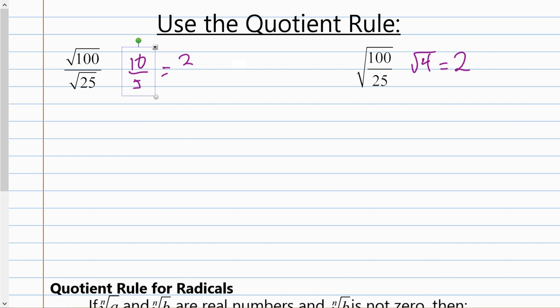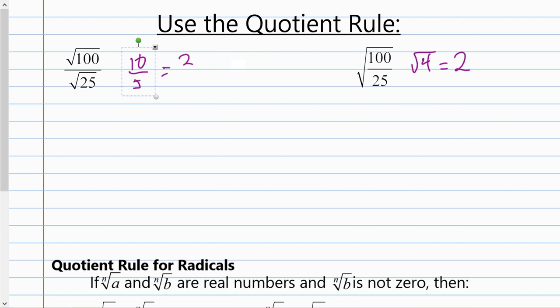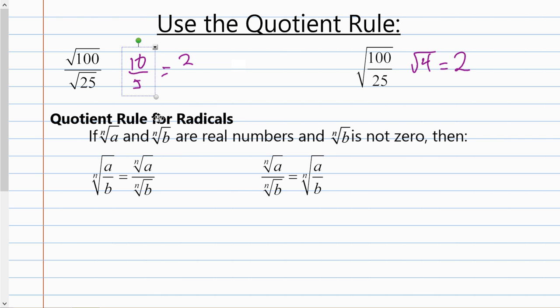So the quotient rule says, again, as long as my index matches, and of course our denominator is not 0, then if I have two things divided, I can split them apart, or I can put them together under the same radical, as long as the base matches. Sorry, as long as the index matches. So, let's practice that really quick.